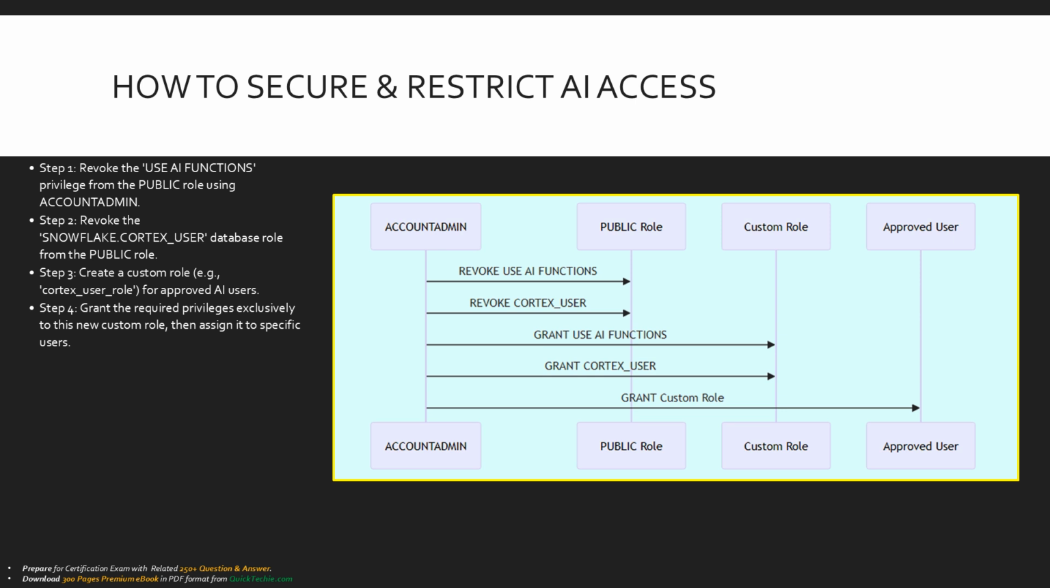You create a dedicated custom role, perhaps called Cortex user role. Finally, you grant the necessary AI privileges exclusively to this custom role, and then assign that role only to the specific users who are authorized and trained to use LLMs.